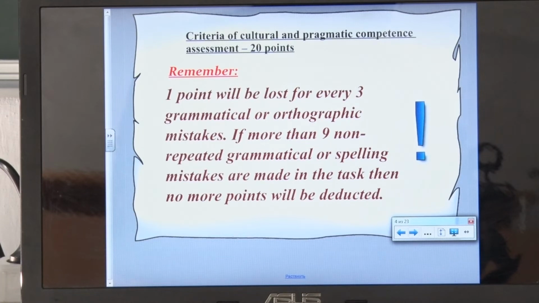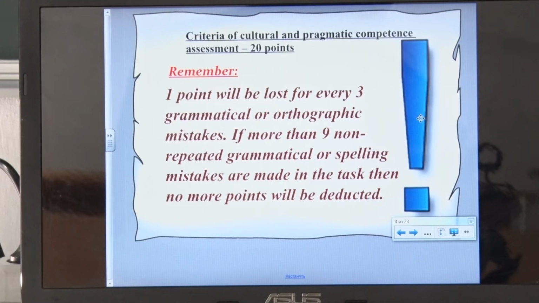It's very important to know that 1 point will be lost for every 3 grammatical or orthographic mistakes. More than 9 non-repeated grammatical or spelling mistakes are made. In this case, the task will lose no more than 3 points.